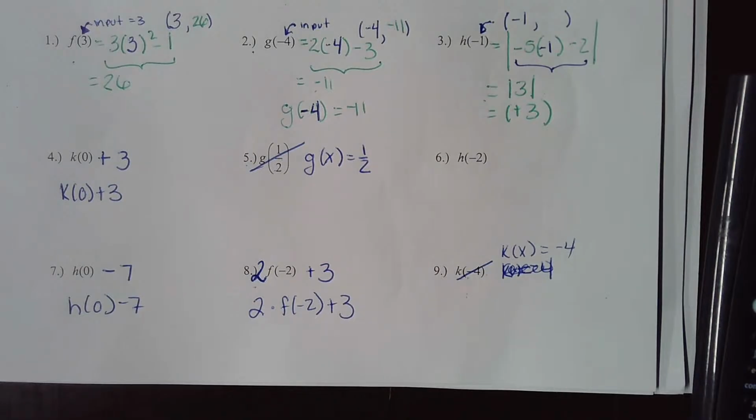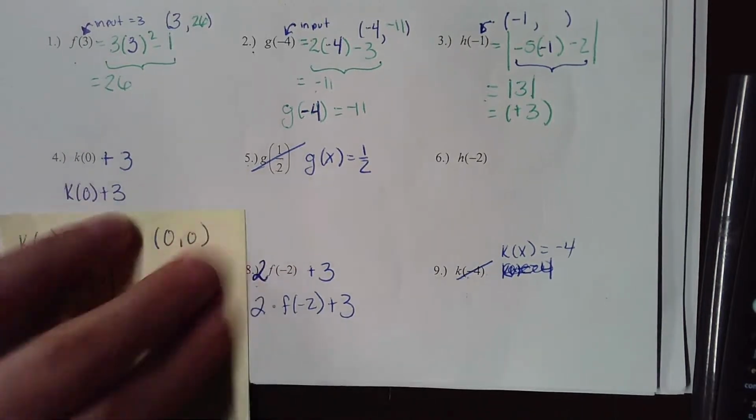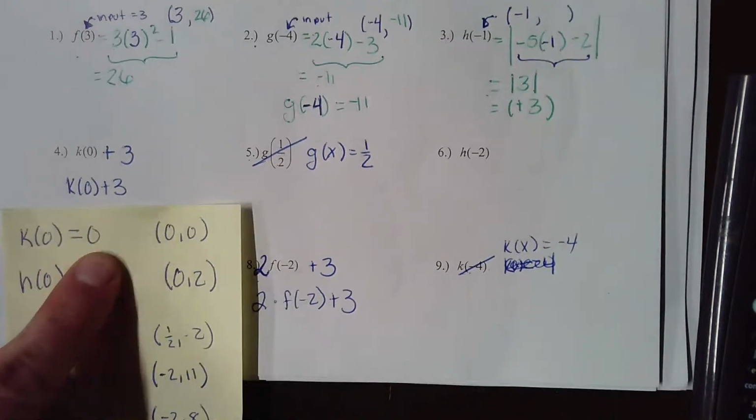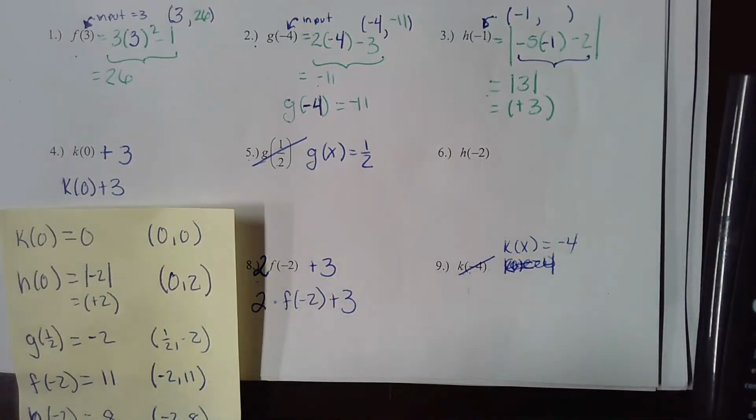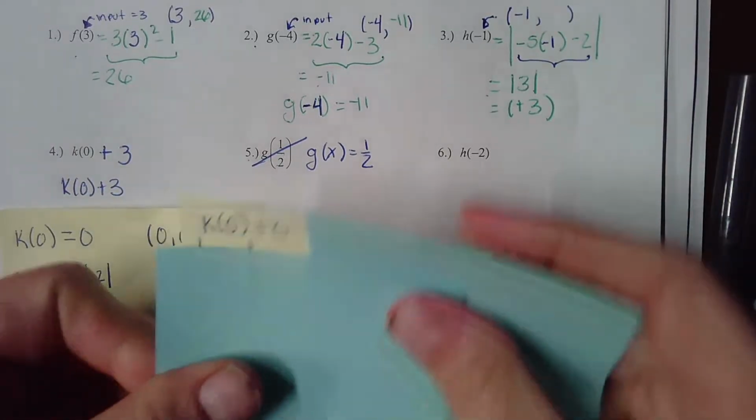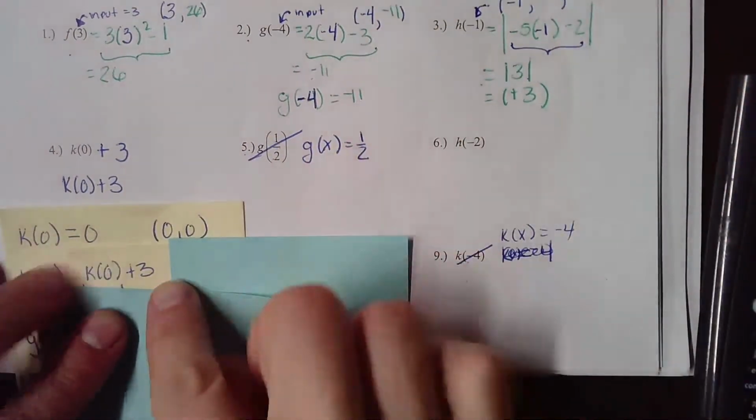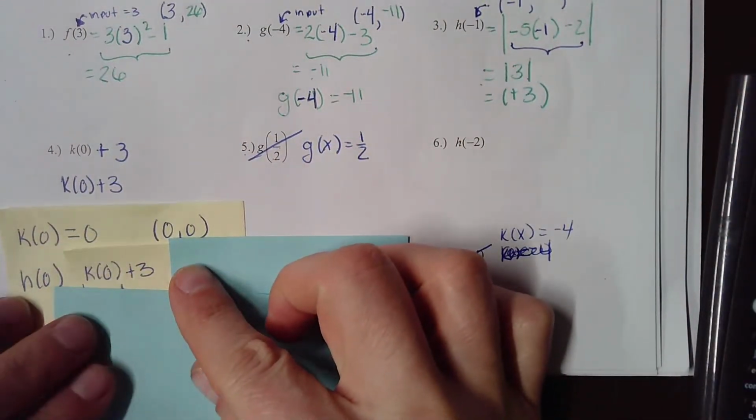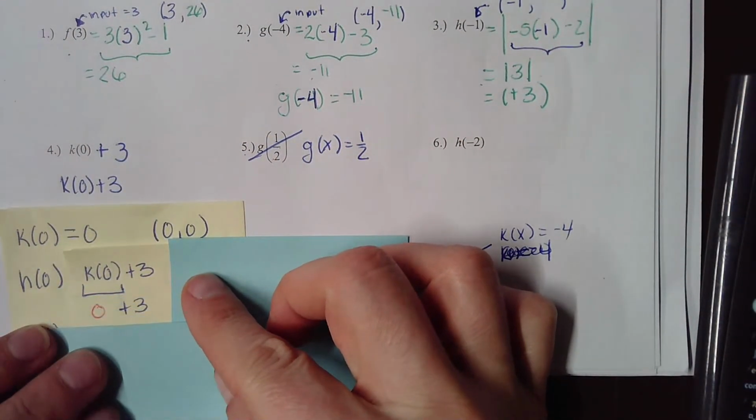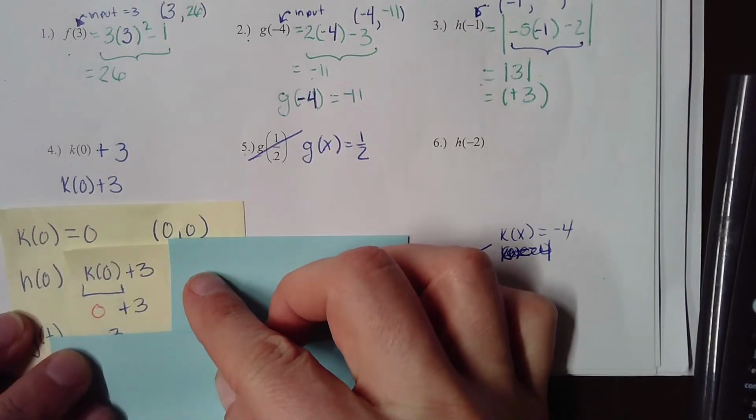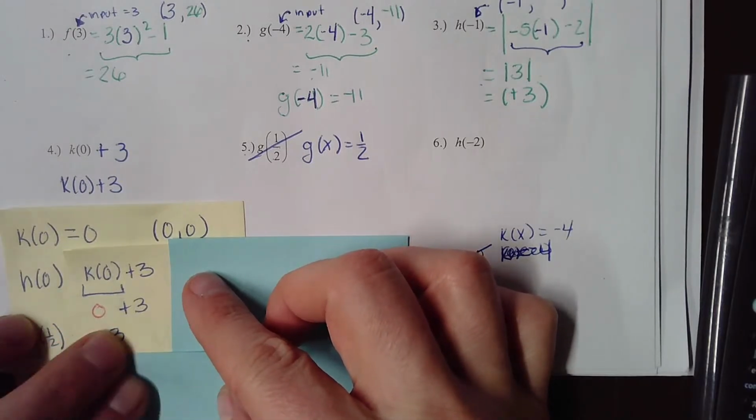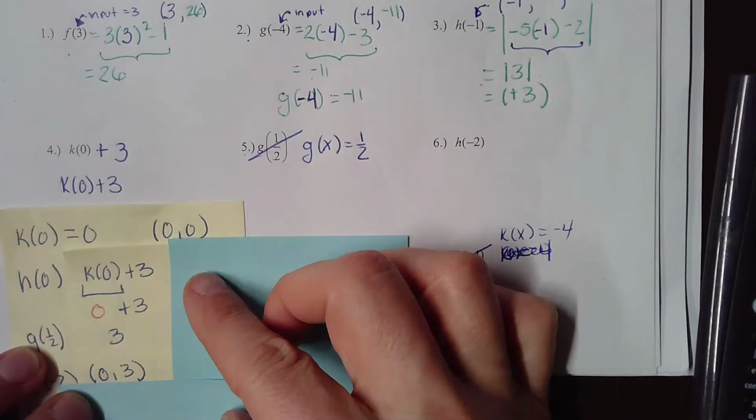The first way says, hey, we already solved k at 0, didn't we? K at 0 is just 0. So I can take that problem and say k at 0 plus 3. Well, k at 0 was 0, which is 0 plus 3, which is 3. So I would get the coordinate when I plug in 0. I get 3 instead of 0 this time.